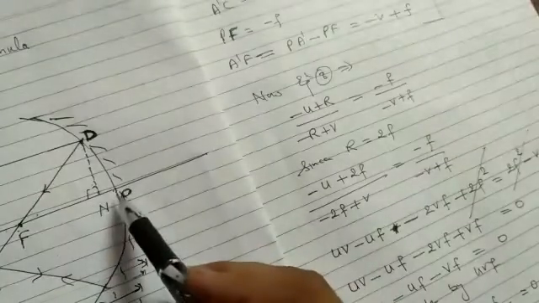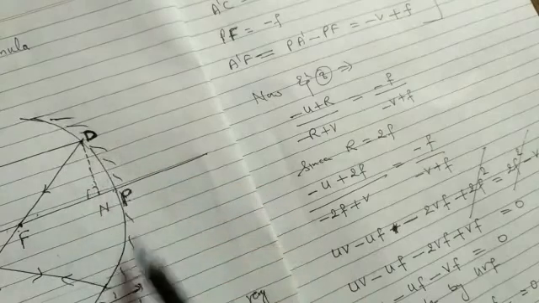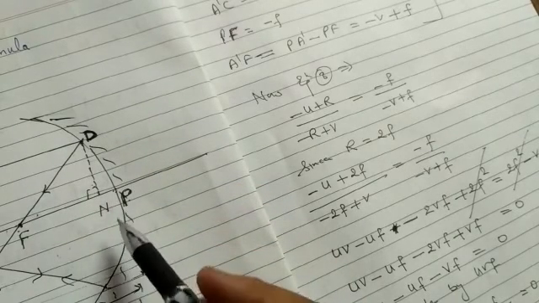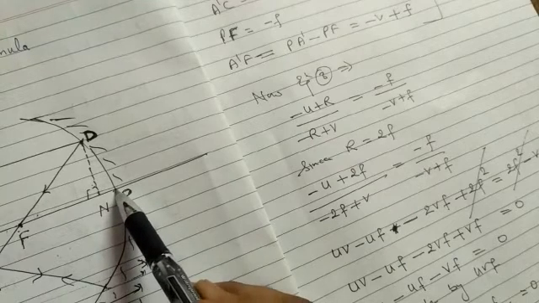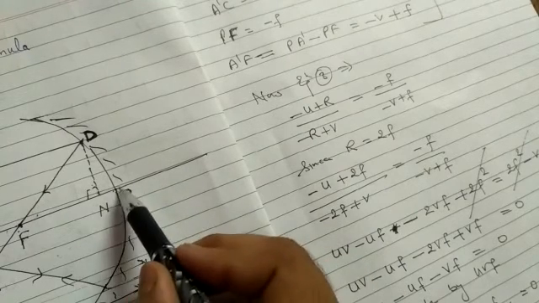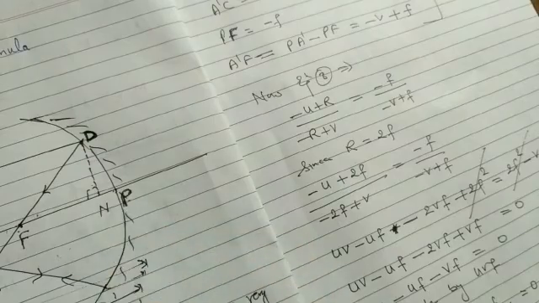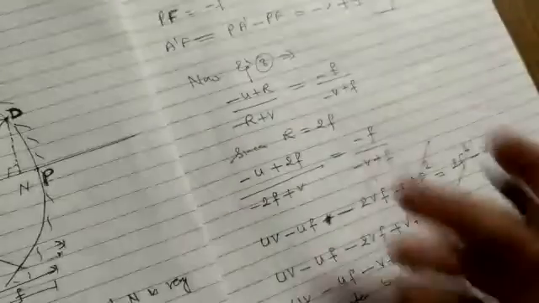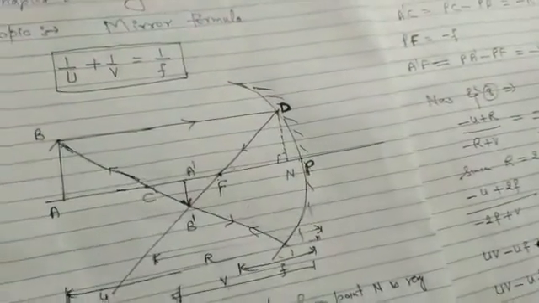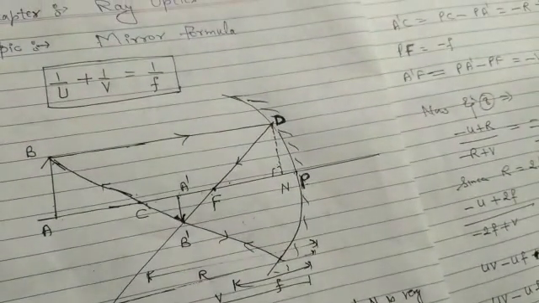Then in another step, this point N is very close to P because the aperture of the mirror is small, so replace N by P because all distances should be measured from the pole according to sign conventions. That's why we are replacing N by P here, and then use sign conventions. Then just simplify these and we obtain the expression for the mirror formula. So revise this topic, an important topic from the examination point of view. Thank you.